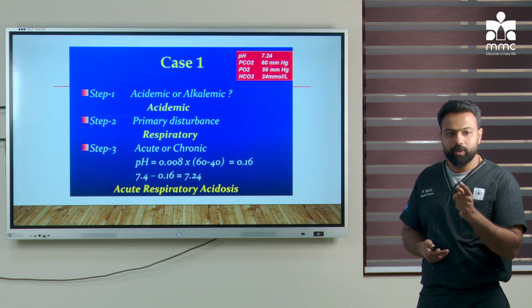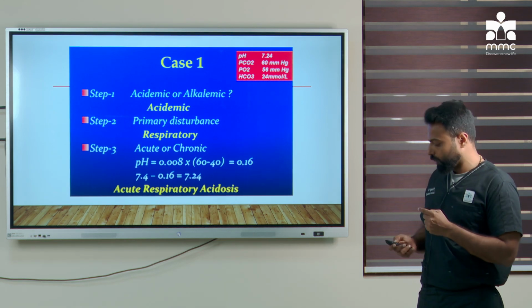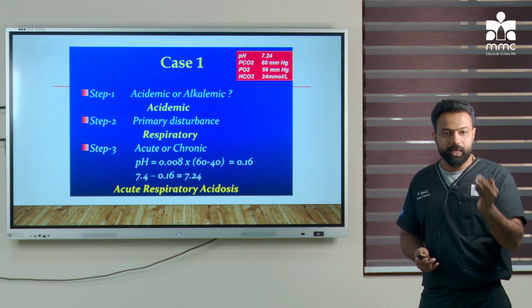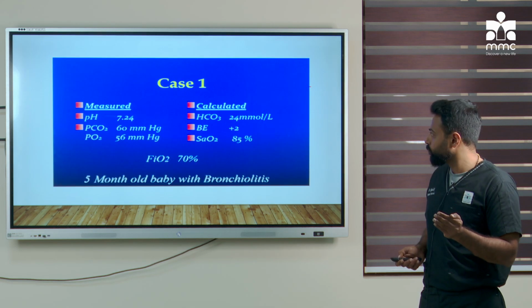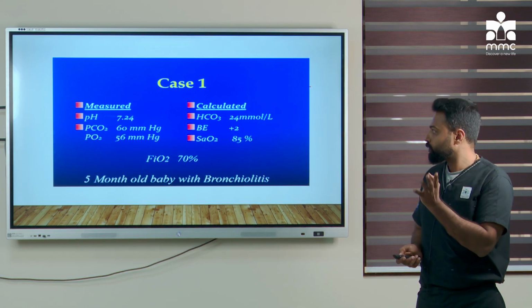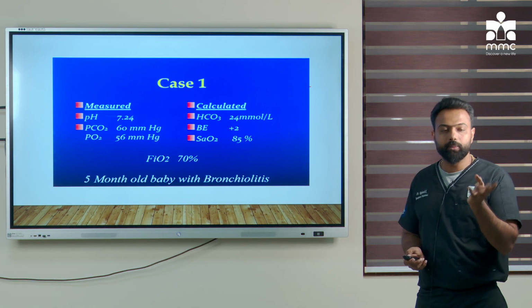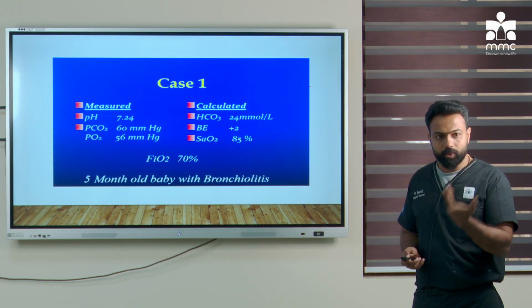The normal is 7.4. You subtract it from that, you will get 7.24. So that is the expected pH if this is an acute respiratory acidosis. You look at this, it is 7.24. So that means it is an acute respiratory acidosis. Consider if the pH is 7.34, it means it is chronic, probably because the pH is not compensated that much.